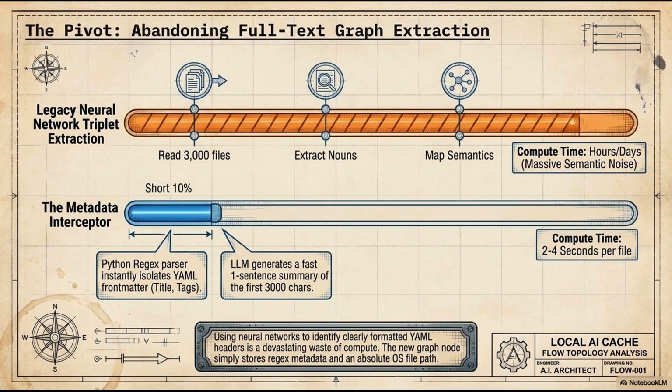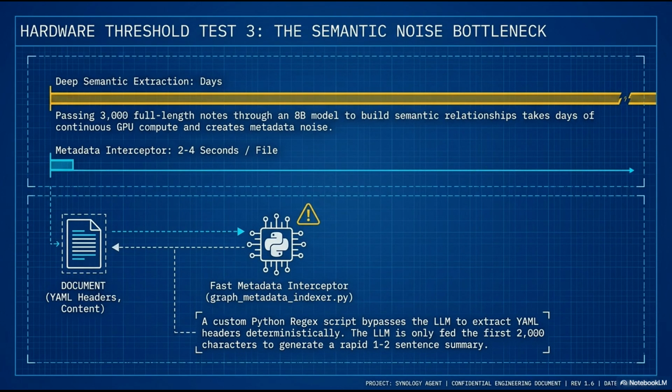Which is an architectural dead end. So Vitaly makes a brilliant structural pivot here. He completely abandons the deep, full-body GraphRAG extraction framework. He writes an entirely new ingestion pipeline, which he names Graph Metadata Indexer .py. Which is arguably the masterstroke of the entire build.